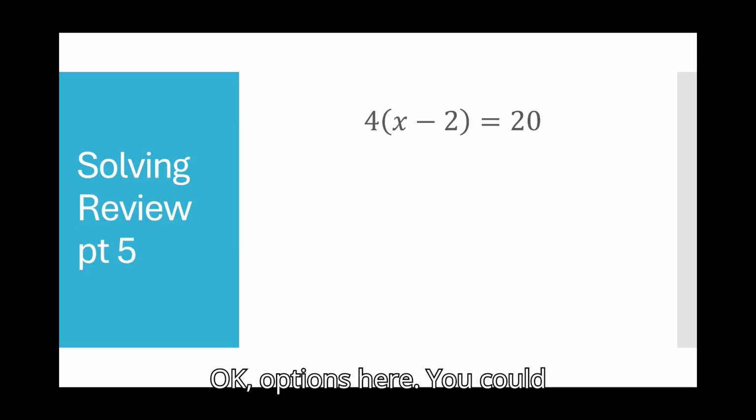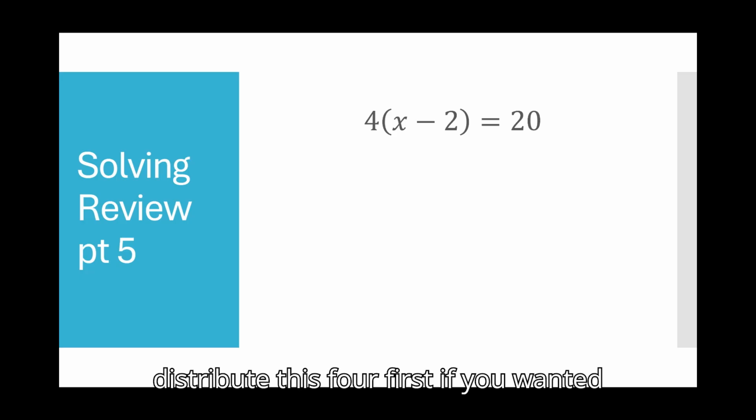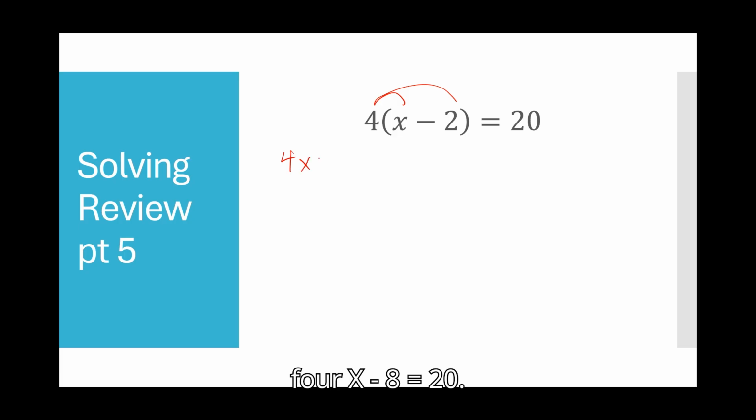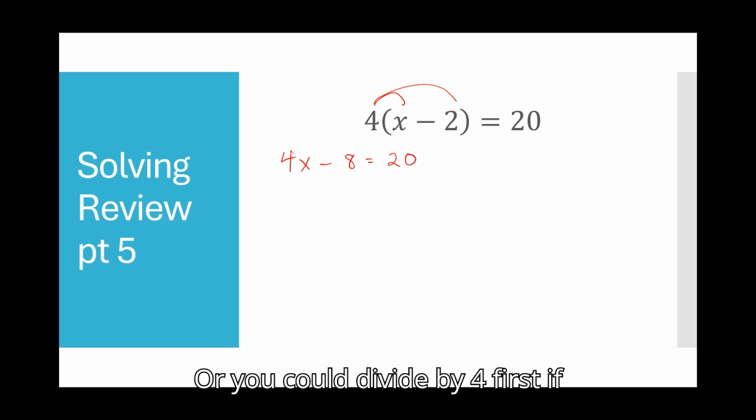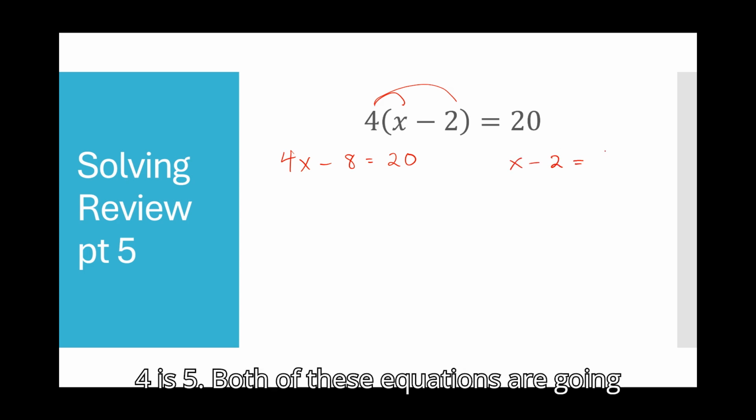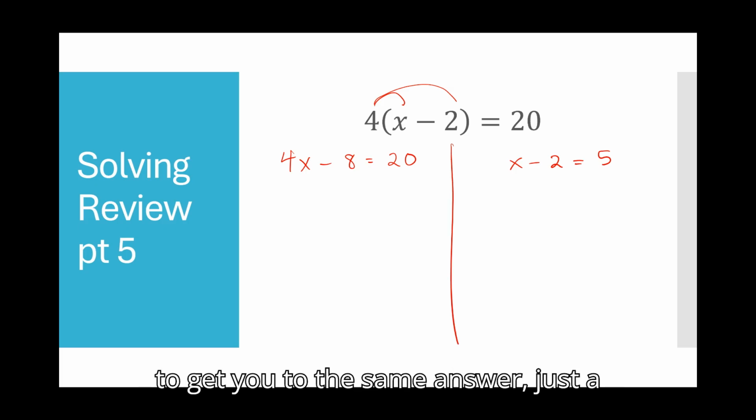Okay, options here. You could distribute this 4 first if you wanted: 4x minus 8 equals 20. Or you could divide by 4 first if you wanted: 20 divided by 4 is 5. Both of these equations are going to get you to the same answer. Just a reminder that the options are open.